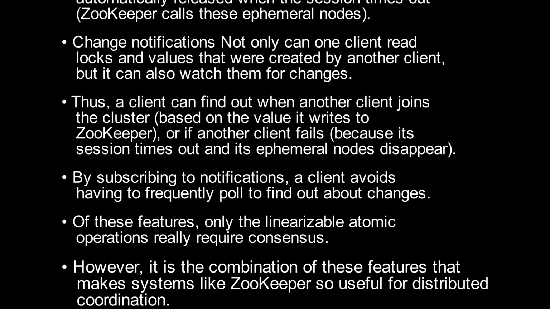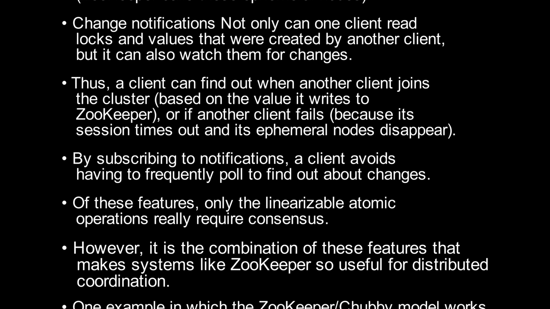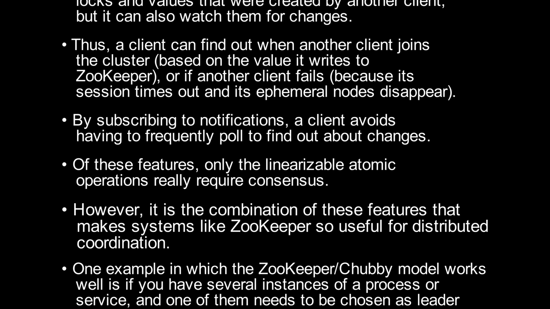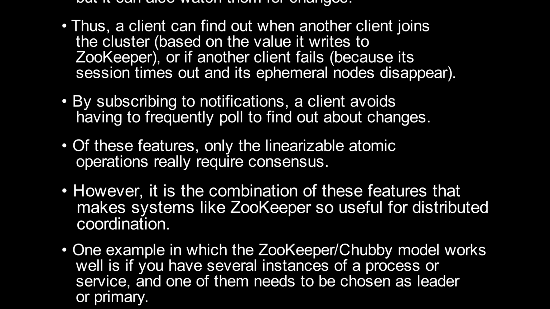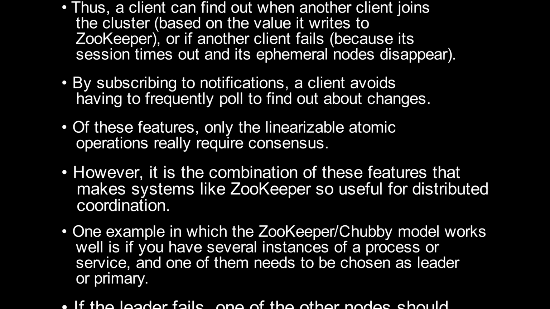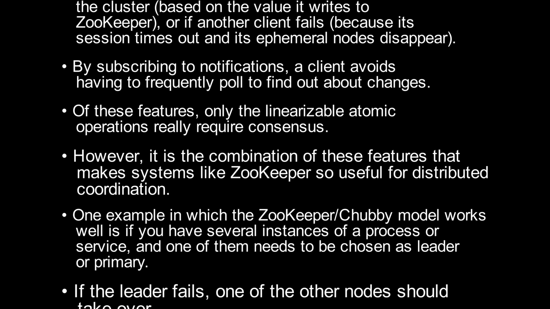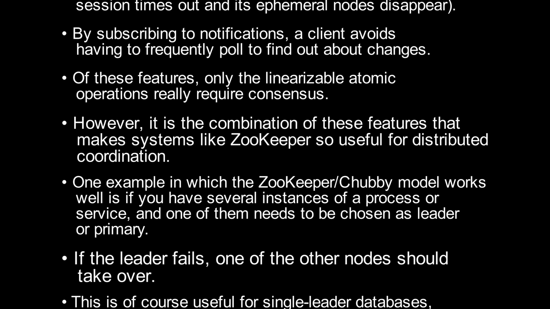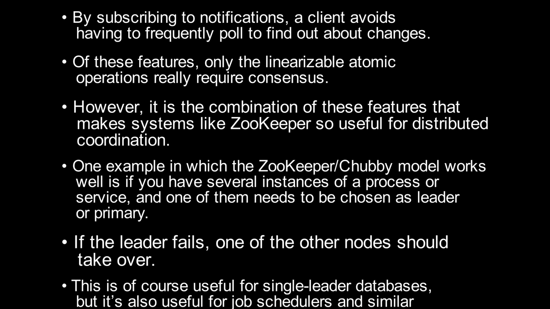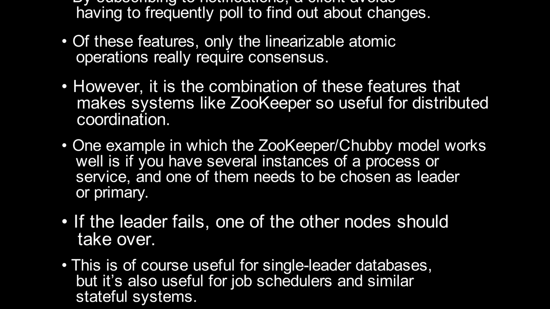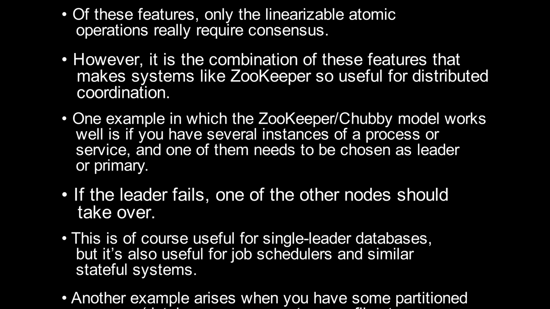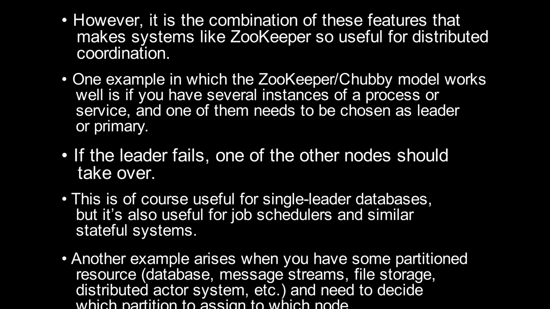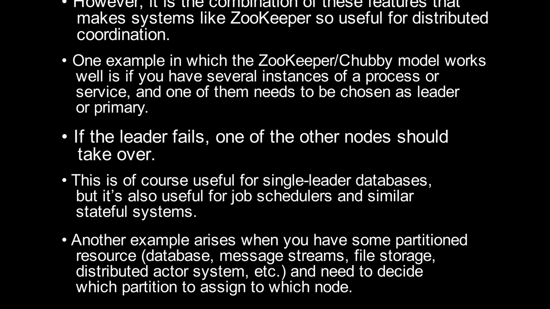Of these features, only the linearizable atomic operations really require consensus. However, it is the combination of these features that makes systems like Zookeeper so useful for distributed coordination. One example in which the Zookeeper/Chubby model works well is if you have several instances of a process or service, and one of them needs to be chosen as leader or primary. If the leader fails, one of the other nodes should take over. This is of course useful for single-leader databases, but it's also useful for job schedulers and similar stateful systems.